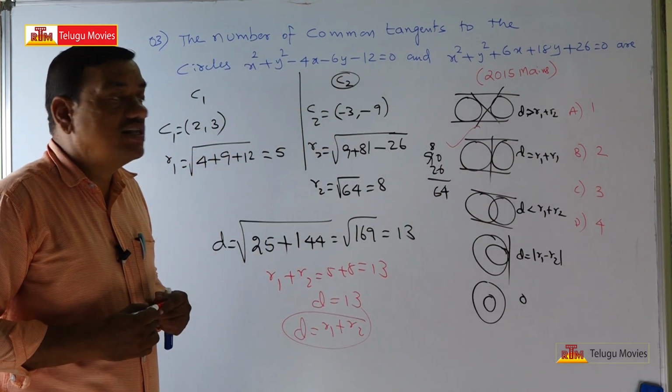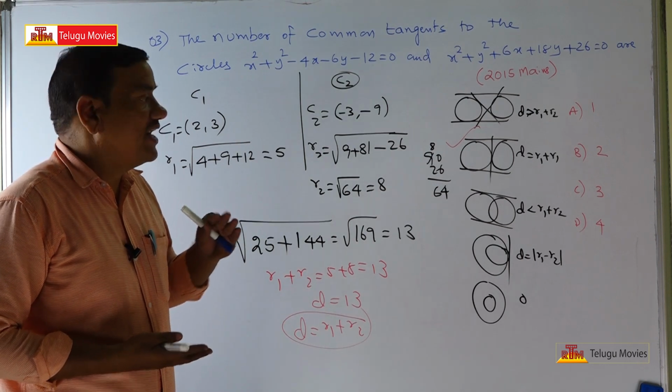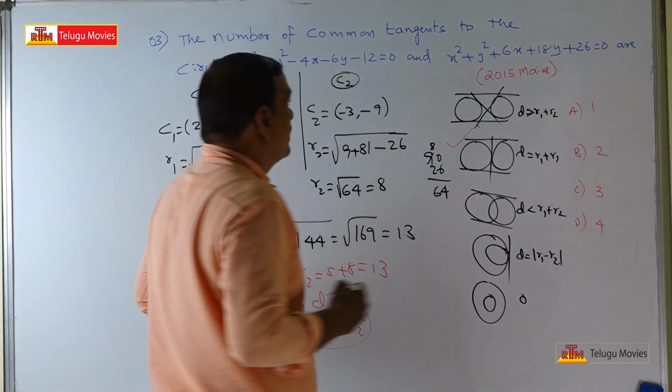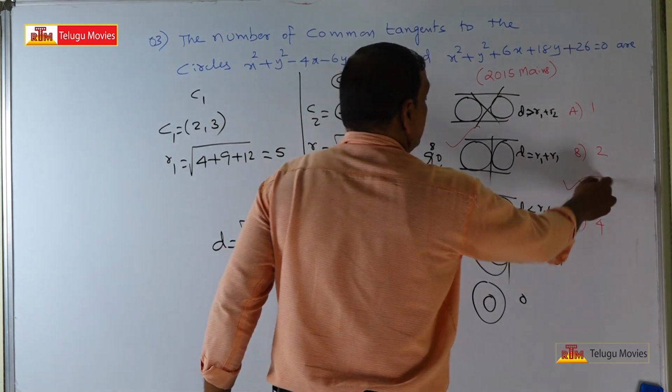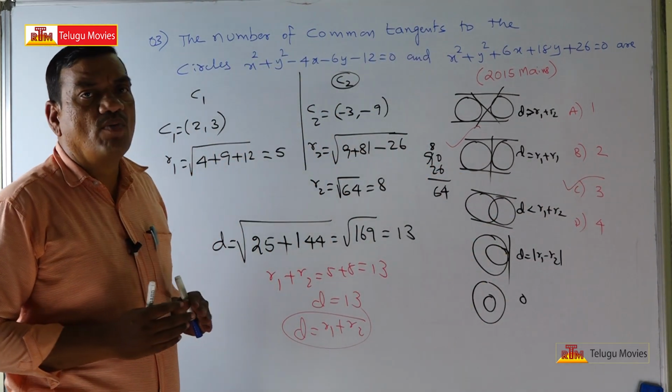Therefore, how many common tangents do we have? We have 3 common tangents. Two tangents are direct and one is transverse. Altogether, he is asking for common tangents, which means we have 3 common tangents. So this is a very, very easy problem.